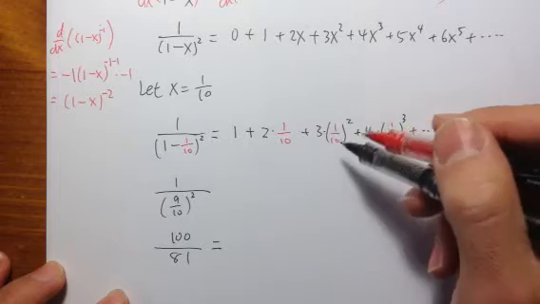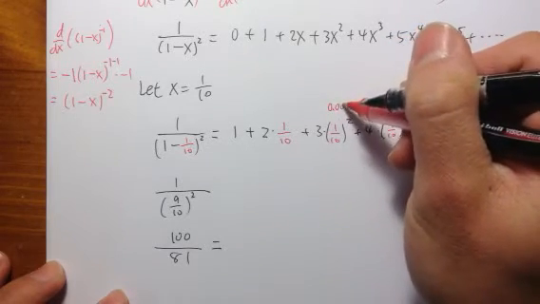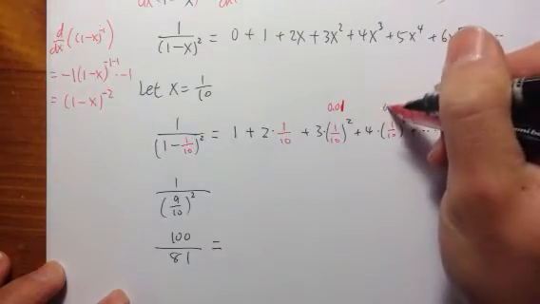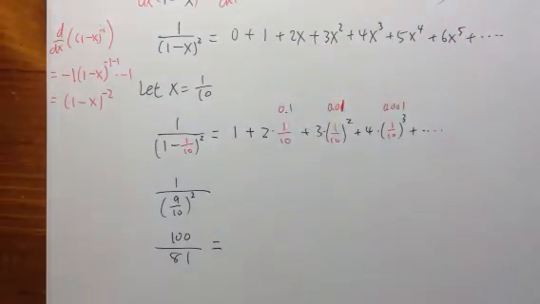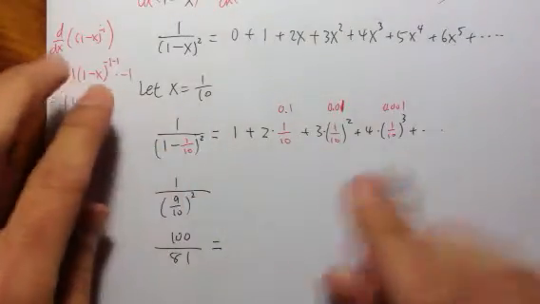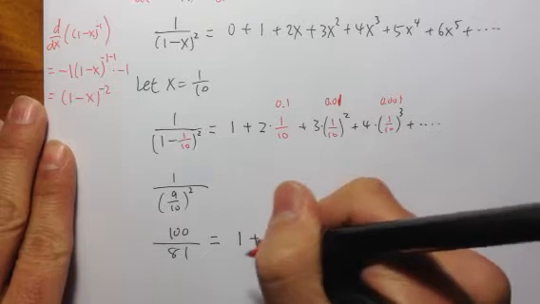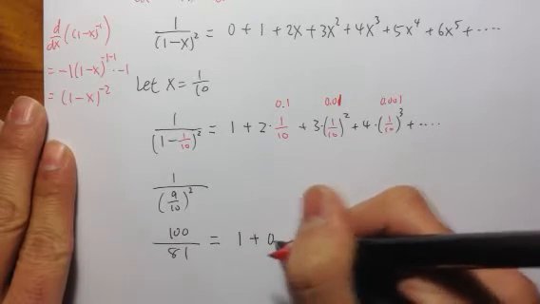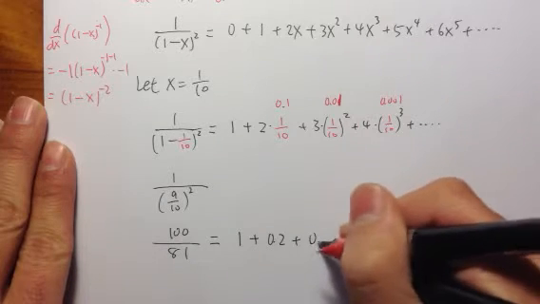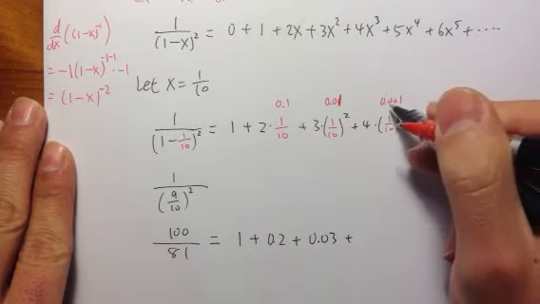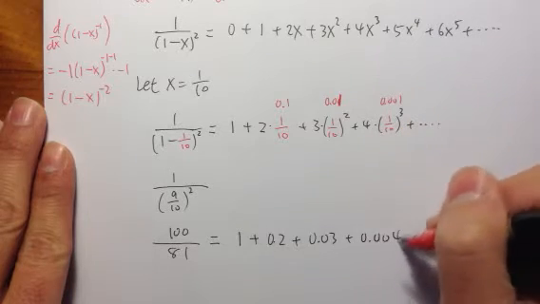And then this turns out to be 0.001, and this should be 0.1. So on the right hand side, let me write this as a decimal expansion. So I have 1 plus pretty much 0.2 plus 0.03, right? 0.03 plus 0.01 times 4, 0.004, and so on.